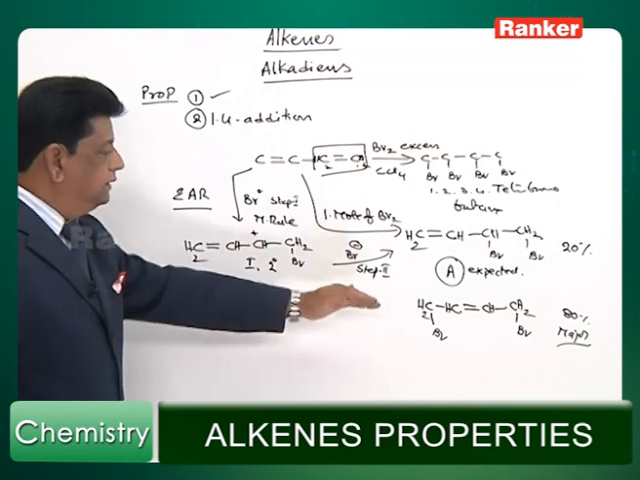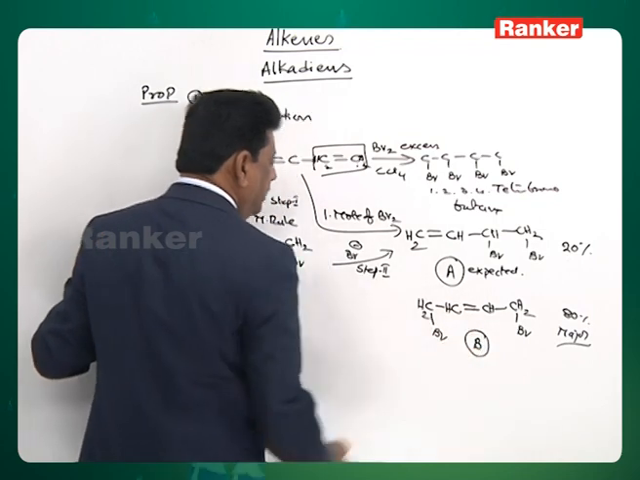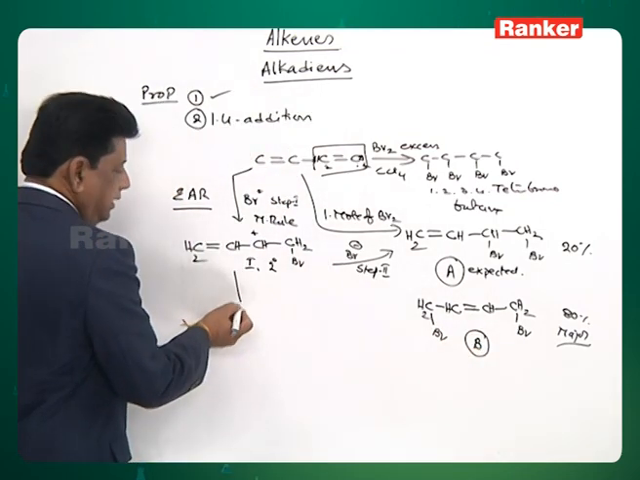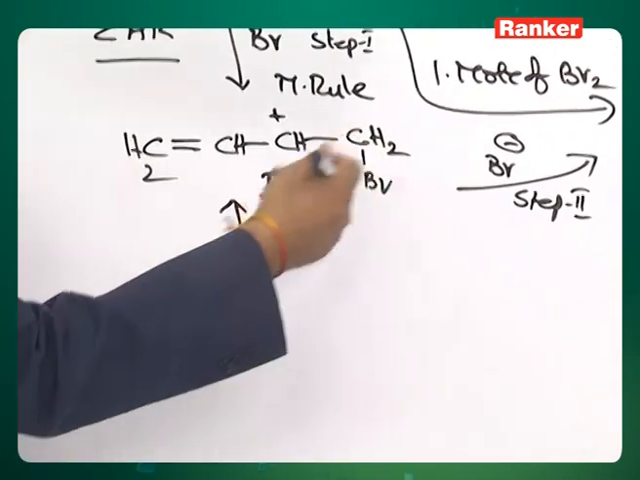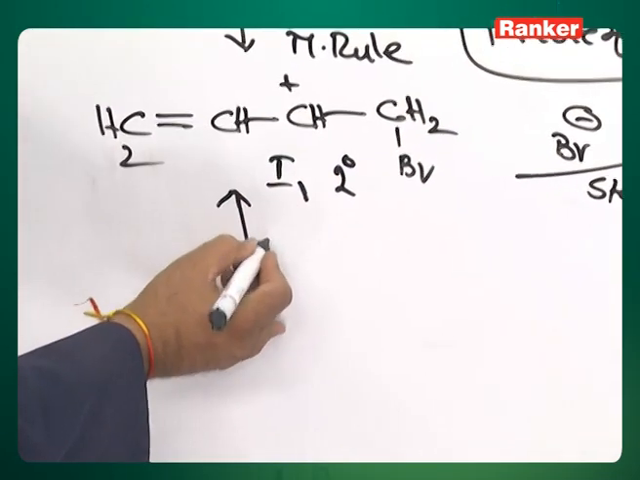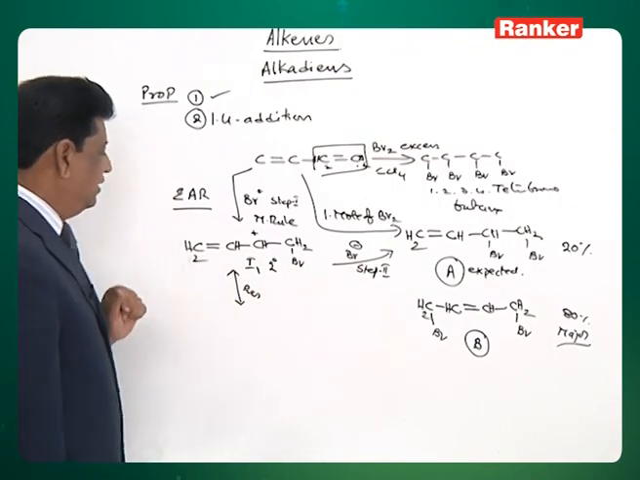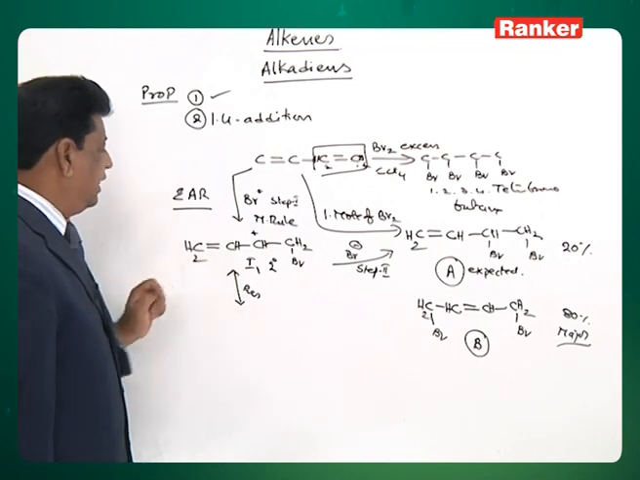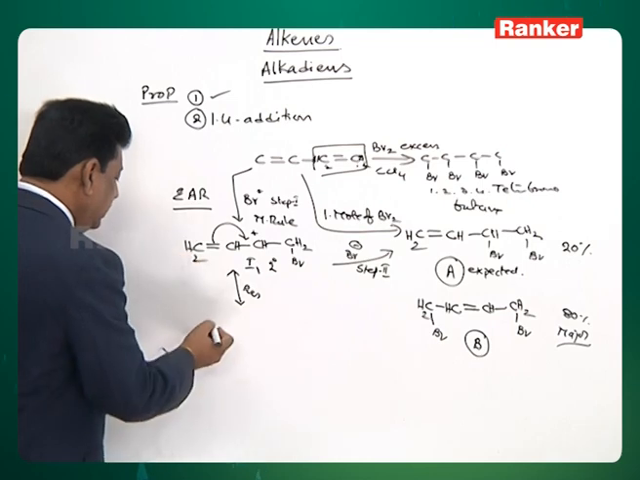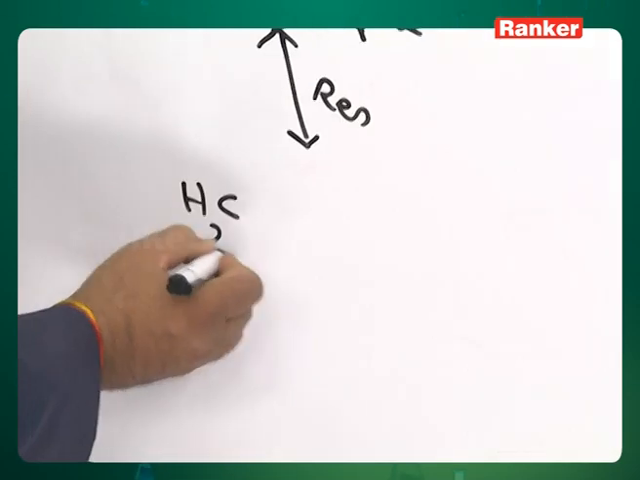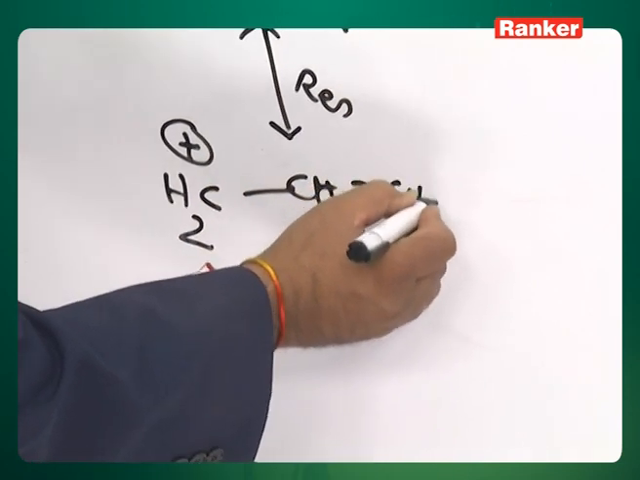Now, how does this other answer B come, where is it formed from? This intermediate 1, let me call it intermediate 1, does not participate in step 2, but undergoes a resonance phenomenon. This is what is observed in the allylic also, but that was free radical, this is the carbocation. So, the double bond shows resonance now. So, the double bond goes to the middle, but the carbocation comes to the terminal one, right.